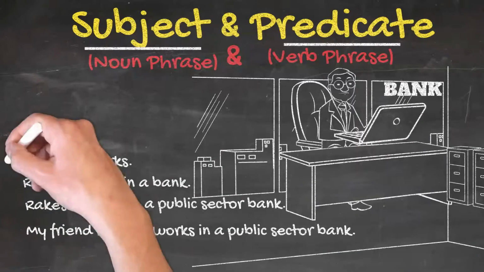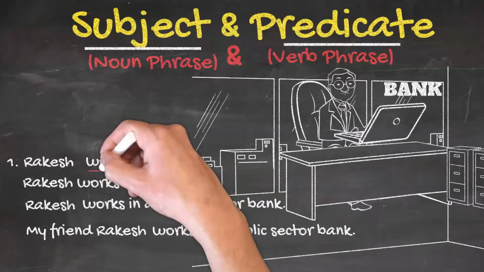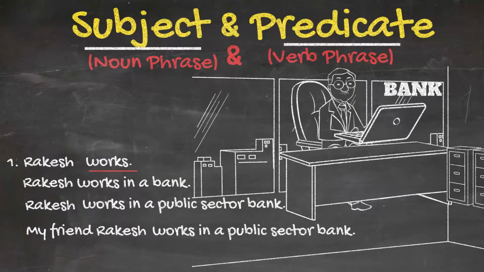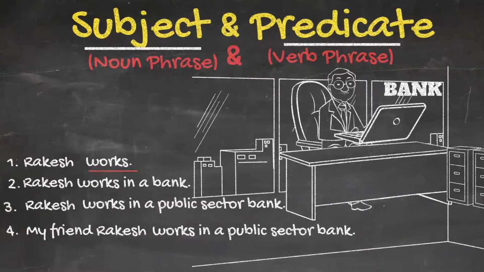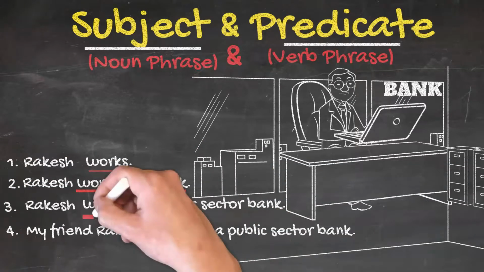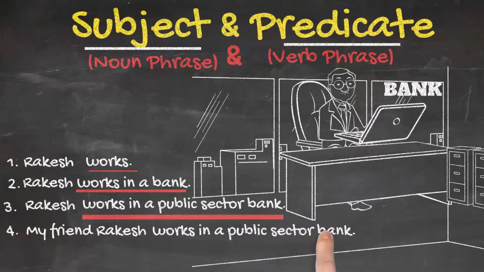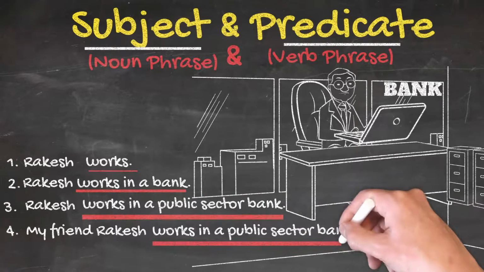The predicate of sentence 1 includes only one word. The predicates of the remaining sentences contain some extra words. These words are nothing but the parts of the predicates in the respective sentence.